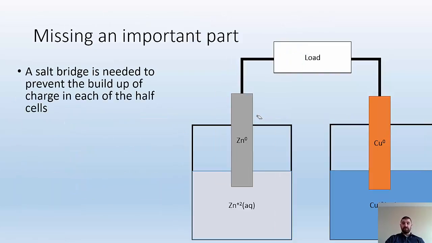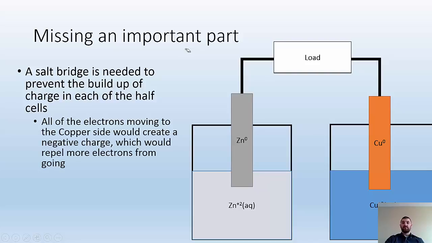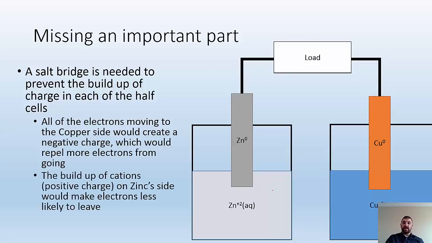It's called the salt bridge. The salt bridge is needed to prevent the buildup of charge in each of the half cells. This is one half cell, and this would be the other half cell. Together they make one voltaic cell. All the electrons moving to the copper side would create a negative charge on that end, which would repel more electrons from going to that side. The buildup of cations, which is a positive charge on the zinc side, would also make electrons less likely to leave that side. So let's take a look at what I'm talking about.